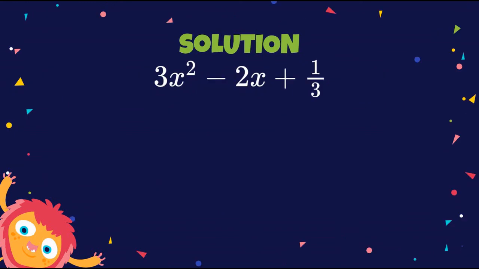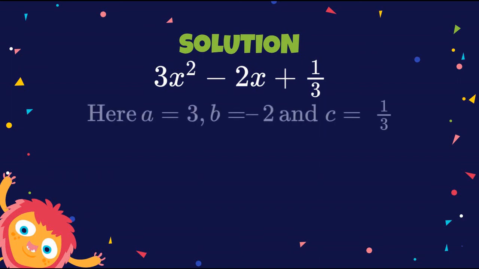First of all, let's write the equation that has been given to us, which is 3x square minus 2x plus 1 by 3. In here too, we have to pick out the values of a, b, c. So if you try to pick out, we are going to get a is equal to 3 as the coefficient of x square is 3, and b's value would be minus 2 as the coefficient of x is equal to minus 2, and the value of c would be 1 by 3 as it is the constant term that we have in this equation.